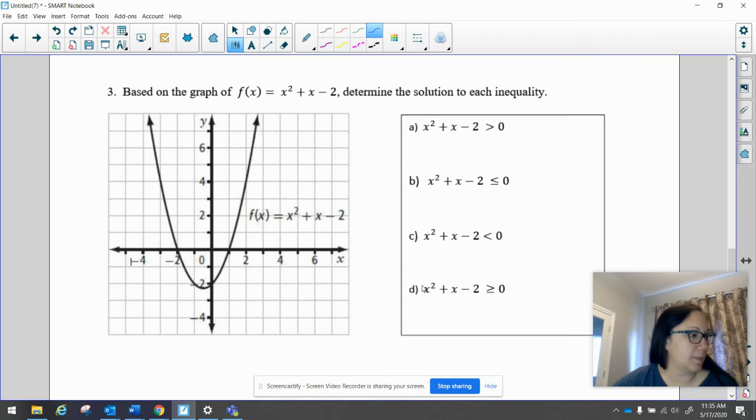Let's look at another example. It skips to number 3 for some reason. That's a typo, but doesn't really matter. Okay, let's go and take a look at this graph. So it's already graphed for us. So there's that function. You can tell it's a function. It's got the equal sign.